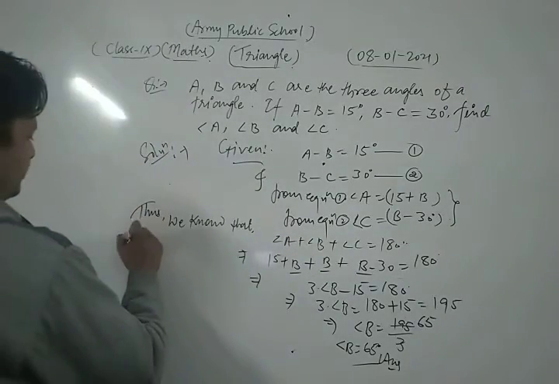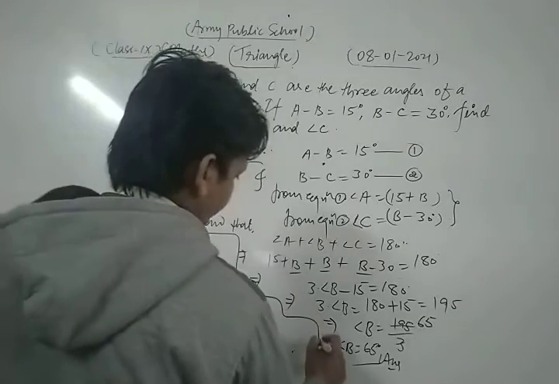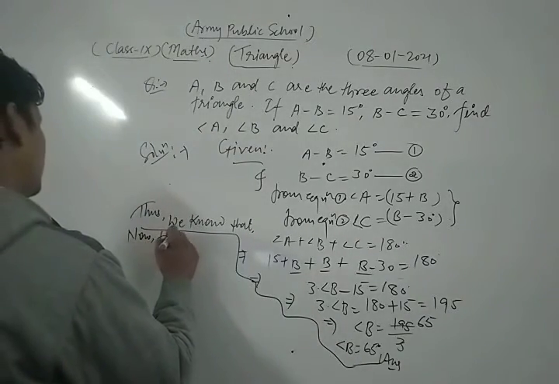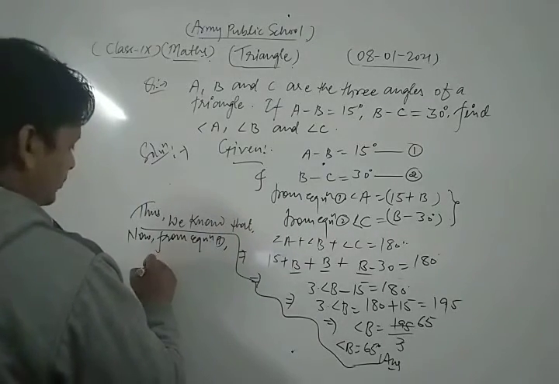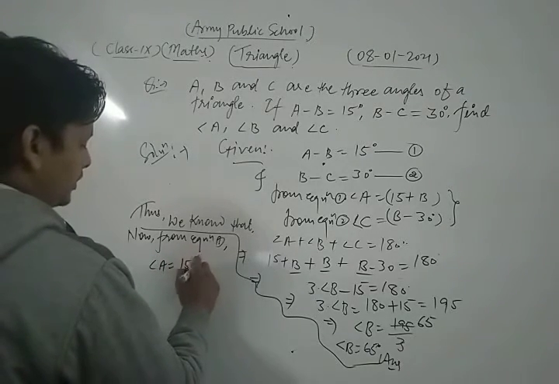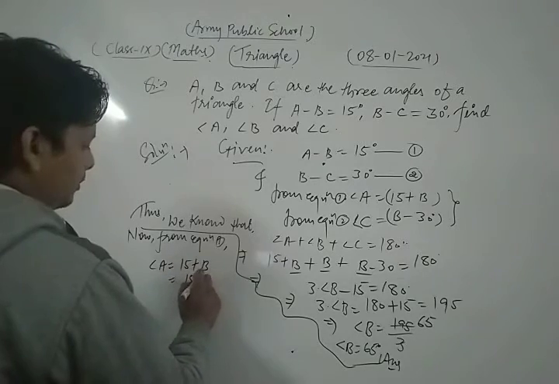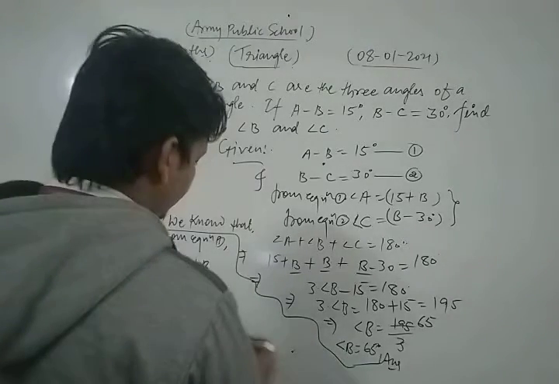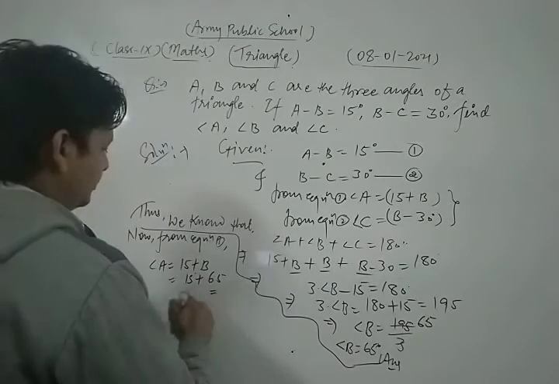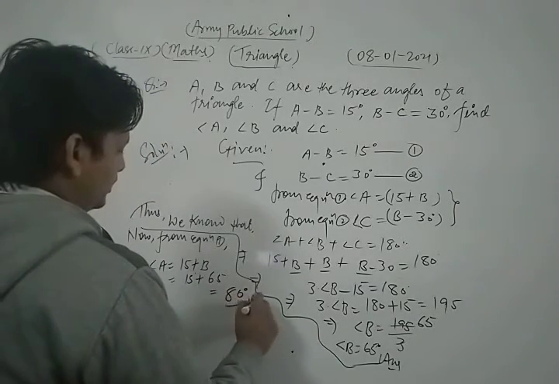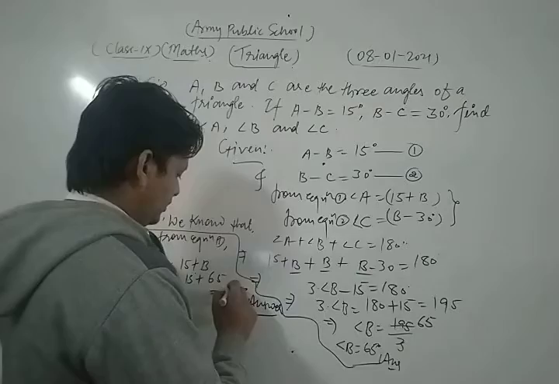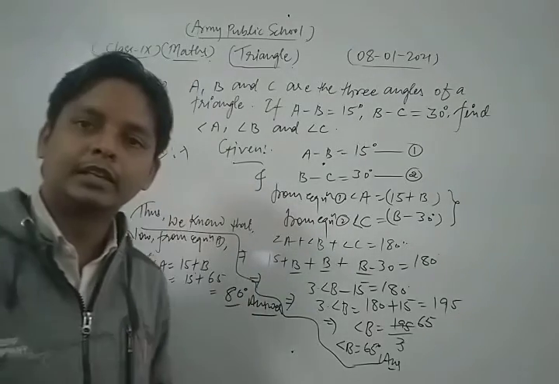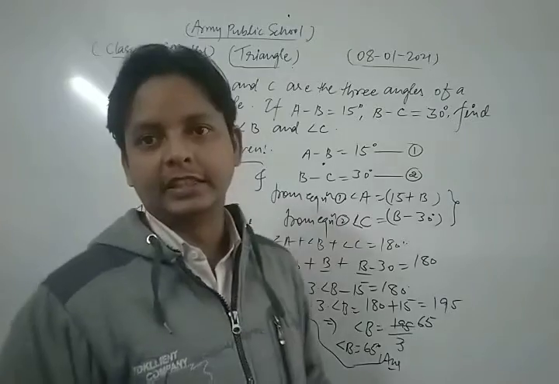Let's see. From equation 1, angle A is equal to 15 degrees plus angle B. We put the value of angle B, which is 65, so we get 80 degrees. Thus the value of angle A is 80 degrees.